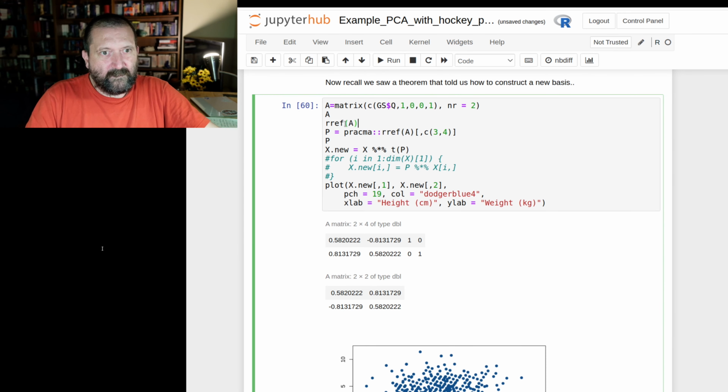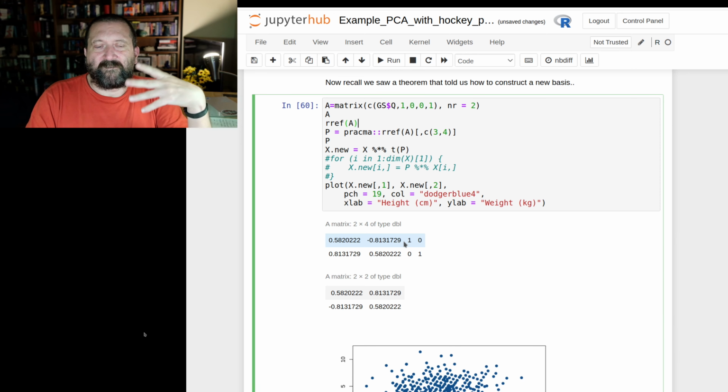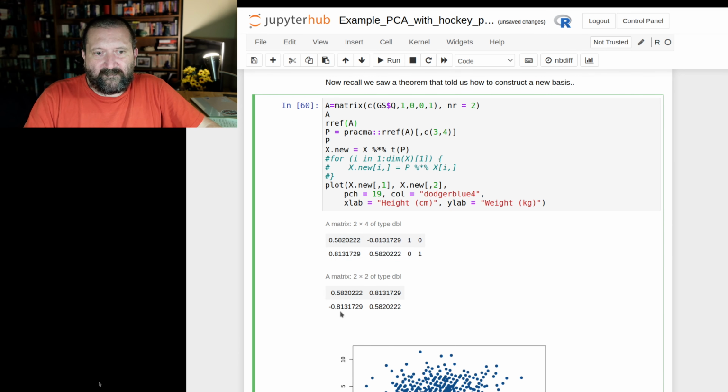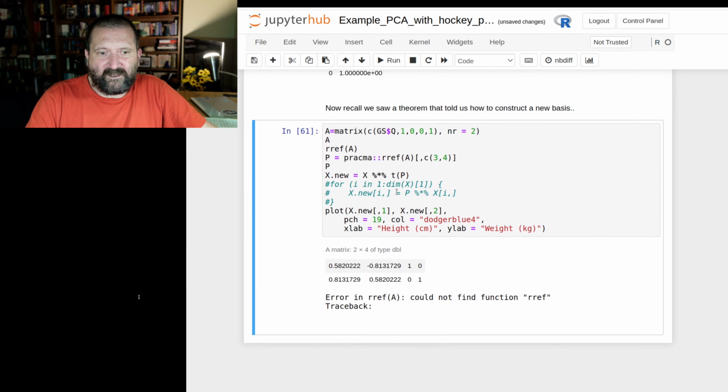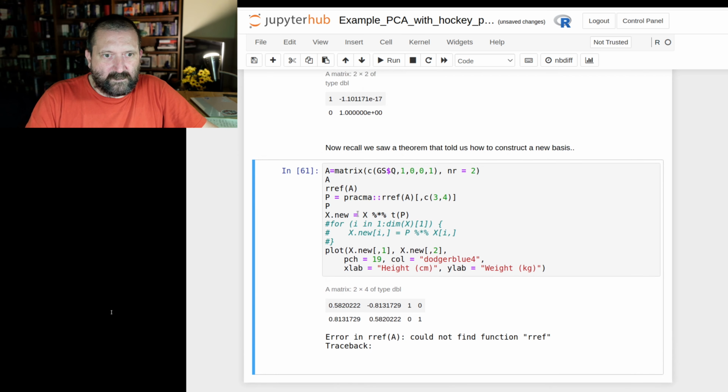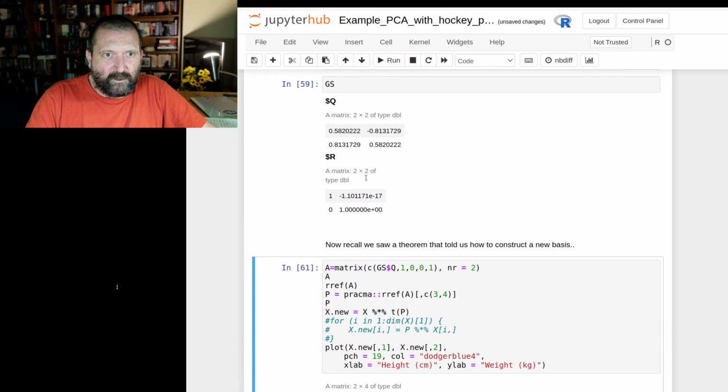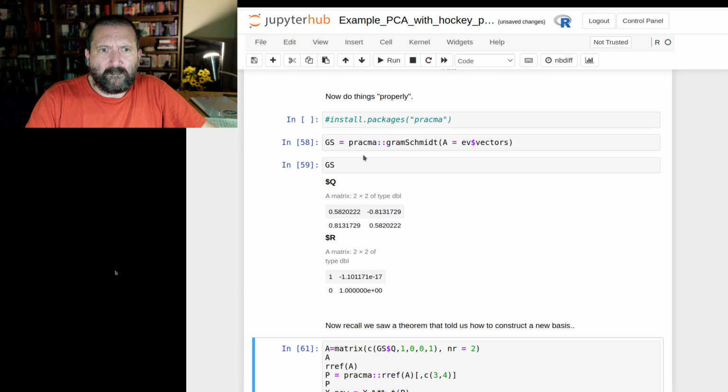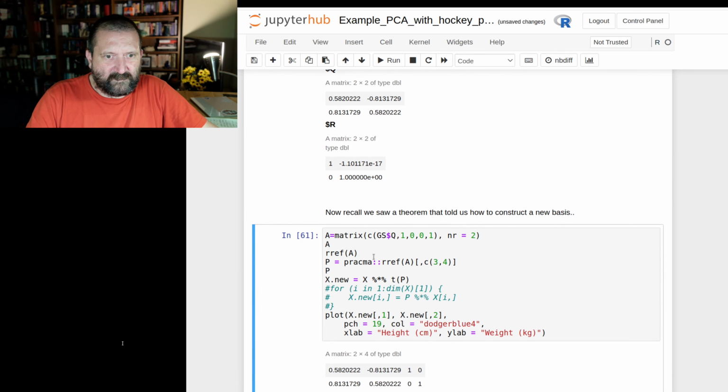So A is this matrix here, and so what I get after reducing this matrix to row echelon form is that here I get this matrix P, the matrix of change of basis, and here I get identity. And let's check that this is indeed the case. Of course, I did not load the package. Why? Ah, yes, because I did not. So that's a remark in passing.